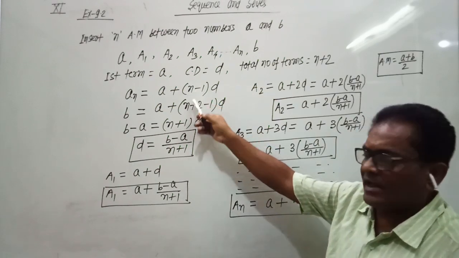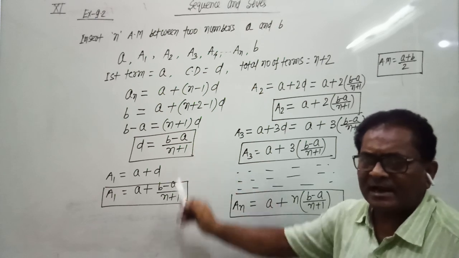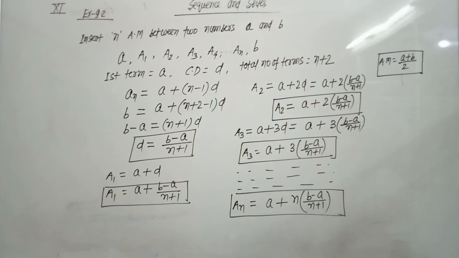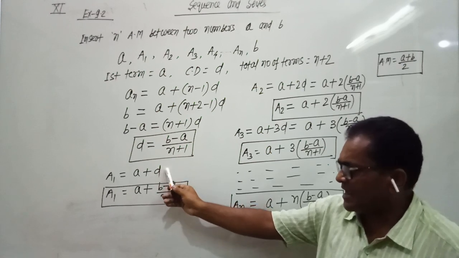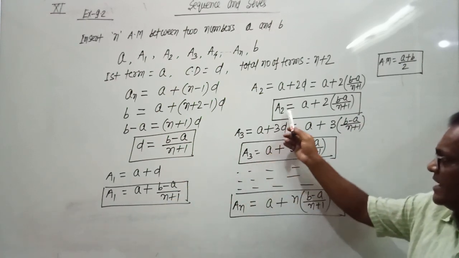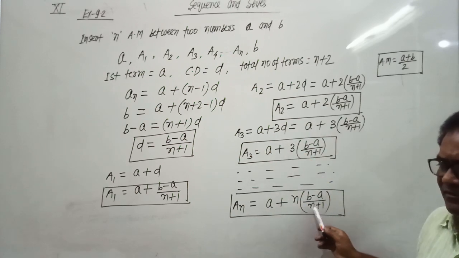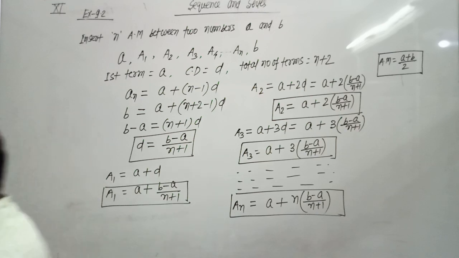In place of n, we put n plus 2, the total number of terms, and we calculate the value of D. Then we find the first arithmetic mean, A1, equals A plus D, and put in the value of D. Similarly, A2, A3, and for the nth arithmetic mean, An. Now there is a question based on the arithmetic mean.